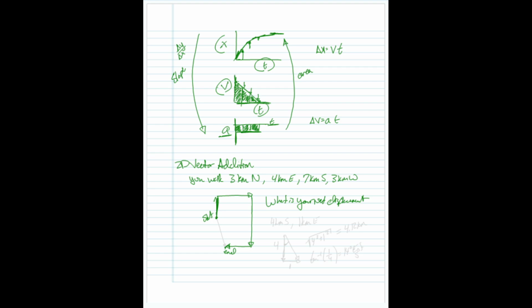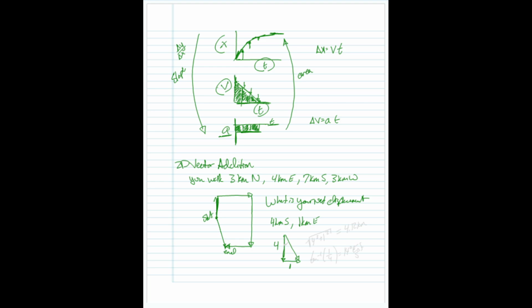Displacement is simply asking me to find from beginning to end, what did I do? What could I have done to do that same start and end point? I could have walked 4 kilometers south and 1 kilometer east. I can draw this as a triangle, and instead of walking 4 kilometers south and then 1 kilometer east, I could have just cut the corner.